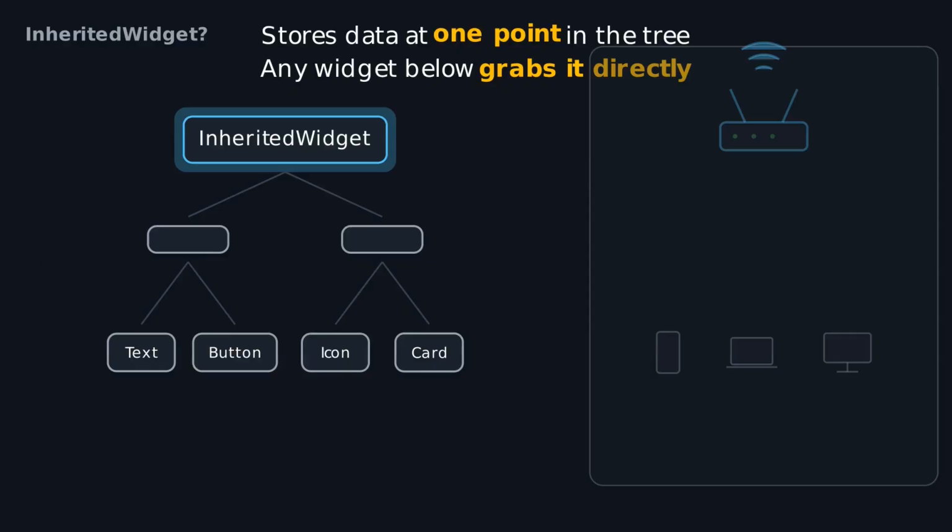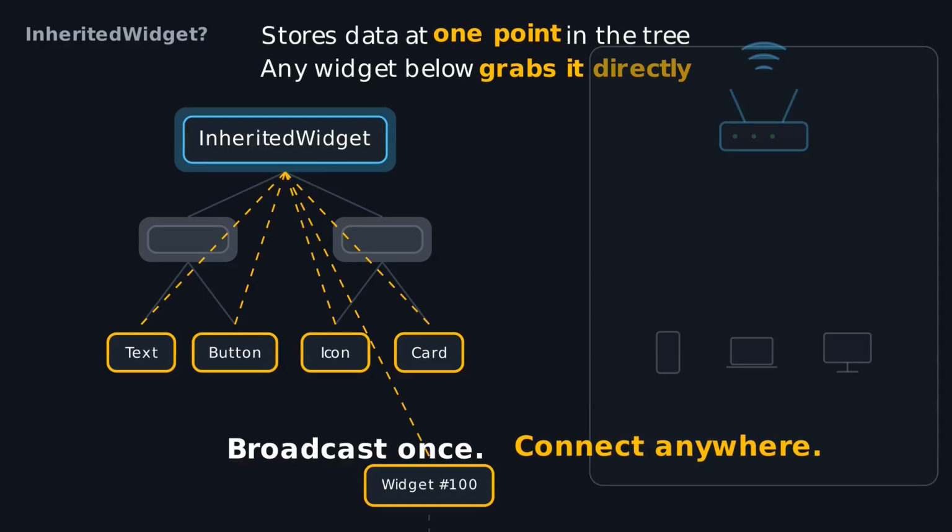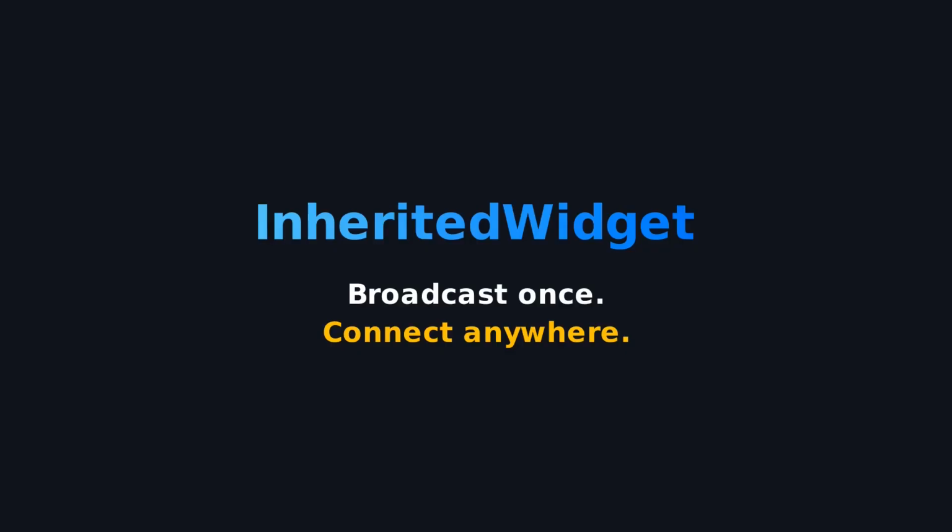Place it high in your tree, and every descendant, one level down or 100, can tune in instantly. And here's the bonus. When the data changes, the widgets listening to it rebuild automatically. Broadcast once, connect anywhere. That is InheritedWidget.